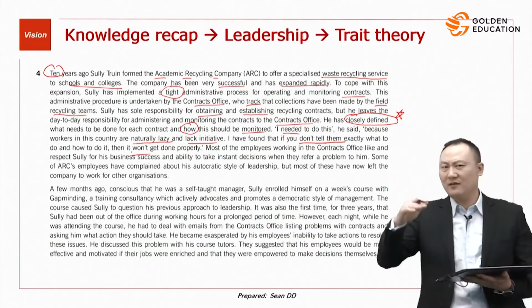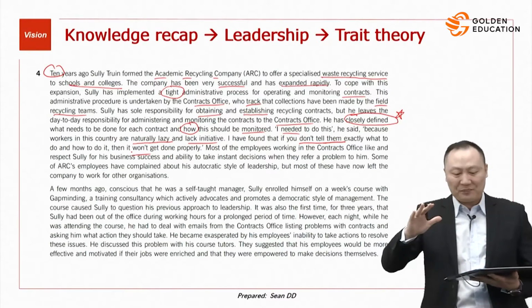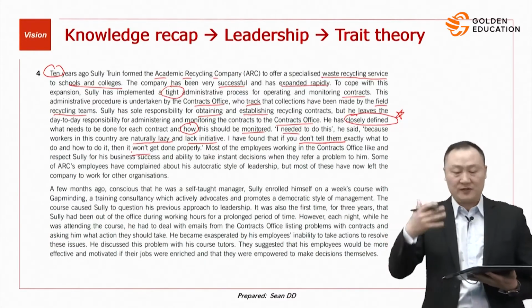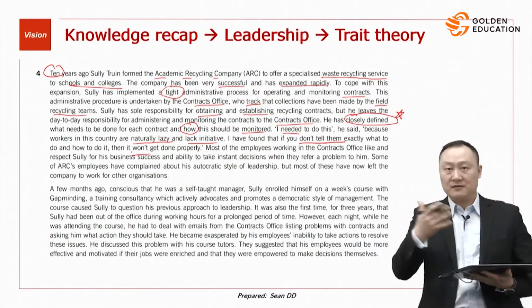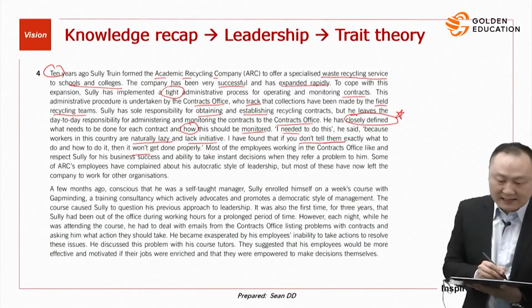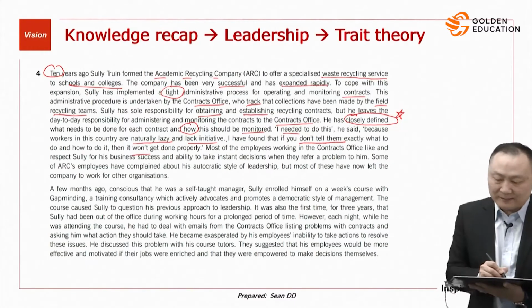Yeah, this is kind of job discrimination, whatever. But it's true, it happens in management. We don't call that discrimination. We just use the X and Y different types of theories to get used to it. All right? And most of the employees working in the contract office like and respect Sully.